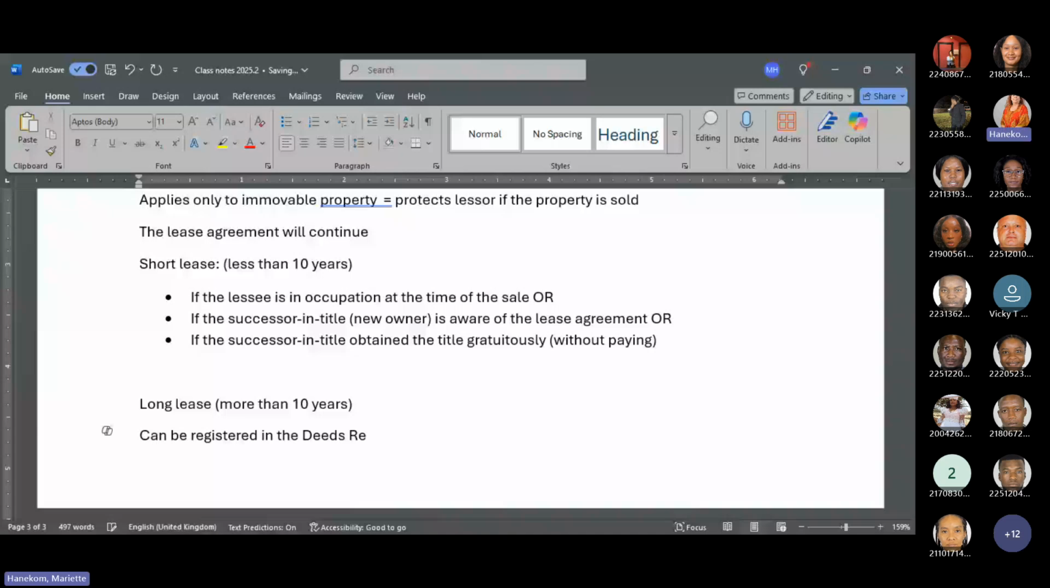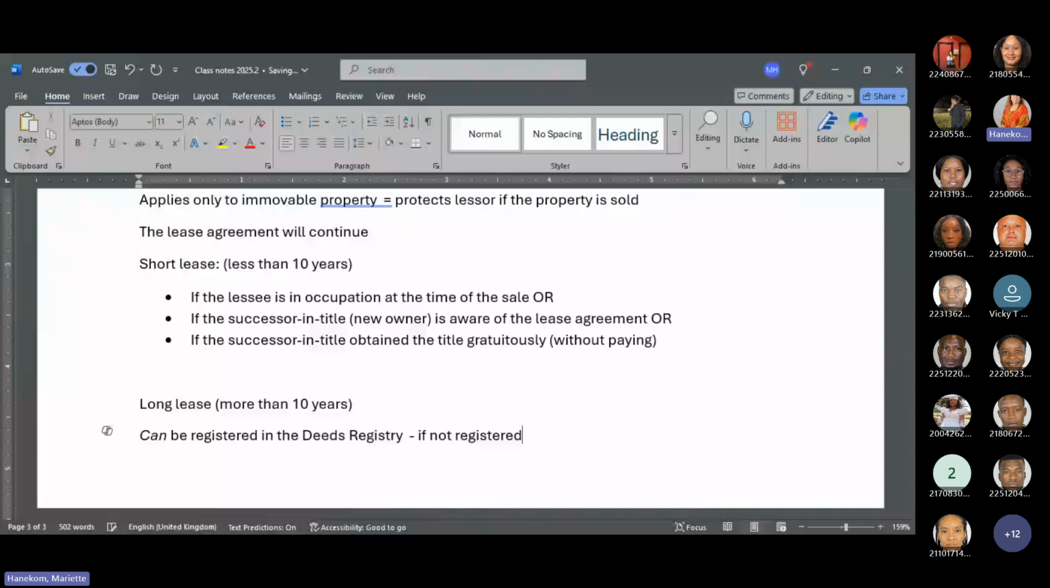So when you enter into a long lease agreement, a long lease is normally for a rural lease, a farm, then you can have it registered in the deeds registry, and an annotation is then made, a note is made against the title deed of the particular property. So it can be registered. But I'm emphasizing that it can be registered, not it must be registered. If it is not registered, it is still valid.